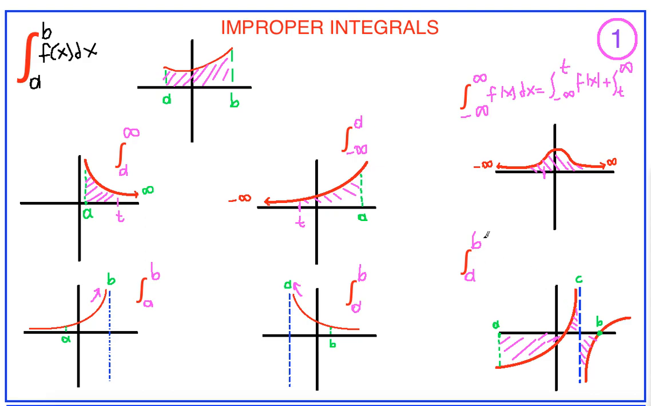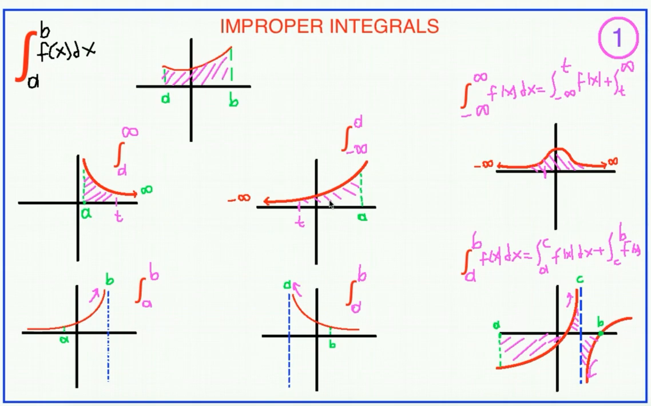And here, I have to split this into two integrals at the vertical asymptote. So from a to b, f of x dx can be rewritten as from a to c, f of x dx plus from c to b, f of x dx. And I can pick a value very close to c here, and I have to approach c from the left here, and I have to approach c from the right here. So we're going to use this logic.